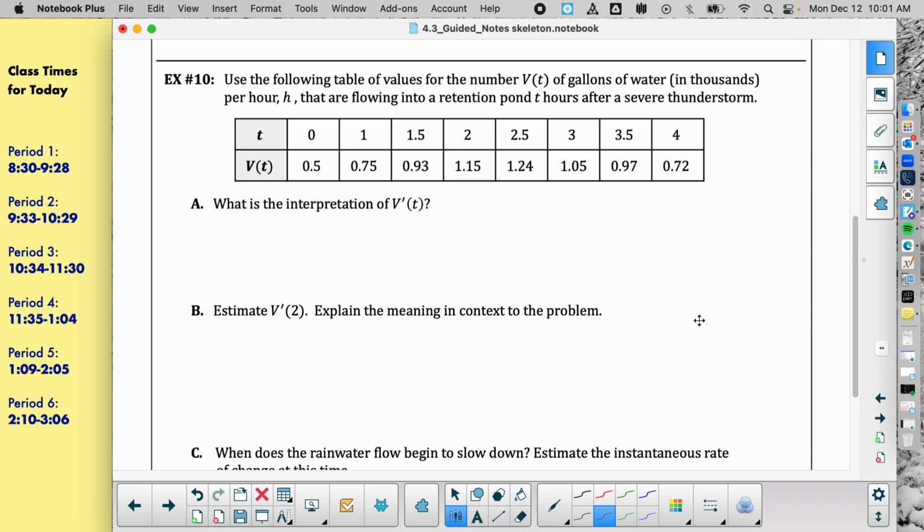That's fine, that works. And that is exactly why it says estimate, because we don't have an equation to find the exact answer. So Carolyn picked 2 and 2.5 to find the slope between. You could also pick 1.5 and 2. You could also pick 1.5 and 2.5. All three of those slope answers would be a correct estimate. We okay with that? And then we just talked about the label on it, gallons per hour squared or gallons per hour per hour.